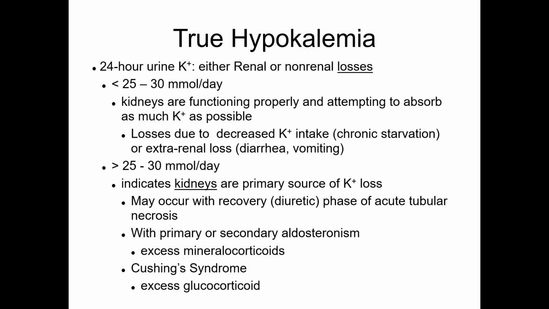If we have greater than 25 to 30 millimoles per day, it indicates the kidneys are the primary source of this potassium loss. It may occur with recovery, the diuretic phase of acute tubular necrosis, with primary or secondary aldosteronism. Excess mineralocorticoids can cause this, or Cushing's syndrome, excess glucocorticoids.